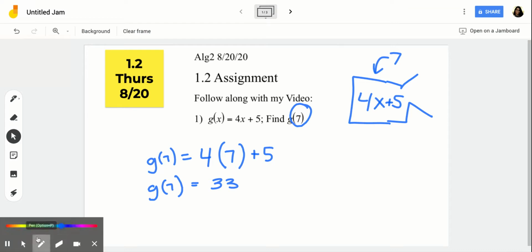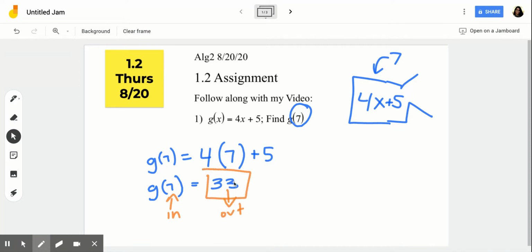Now, some students say, what do we do with this letter g? Nothing. This is telling you that if I put a 7 into the function, I get out a 33. What is the answer I want you to highlight and box in? 33. That is the output we get when we input 7 into this function. Okay, so the part that you want to highlight is 33. Let's move on to number 2. If that didn't make a lot of sense, let's try another one.